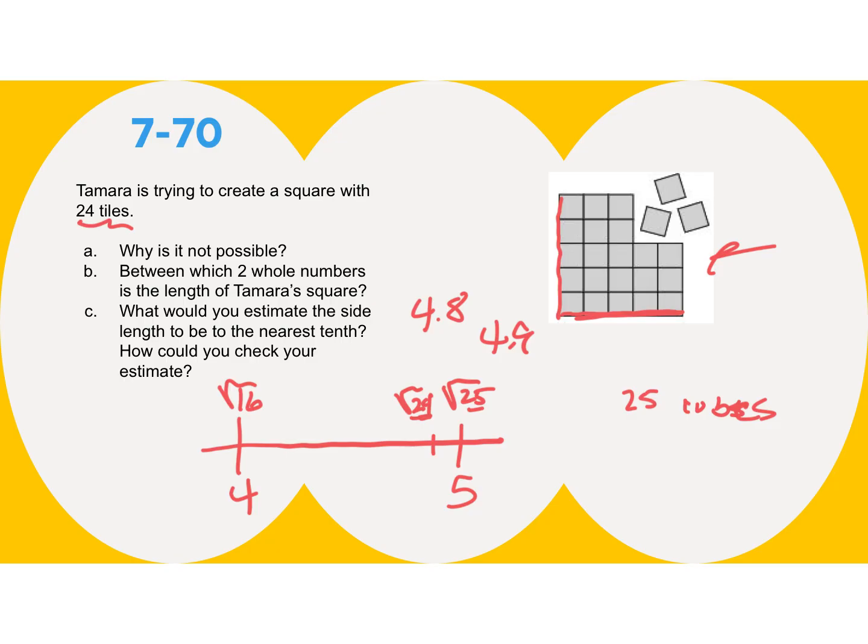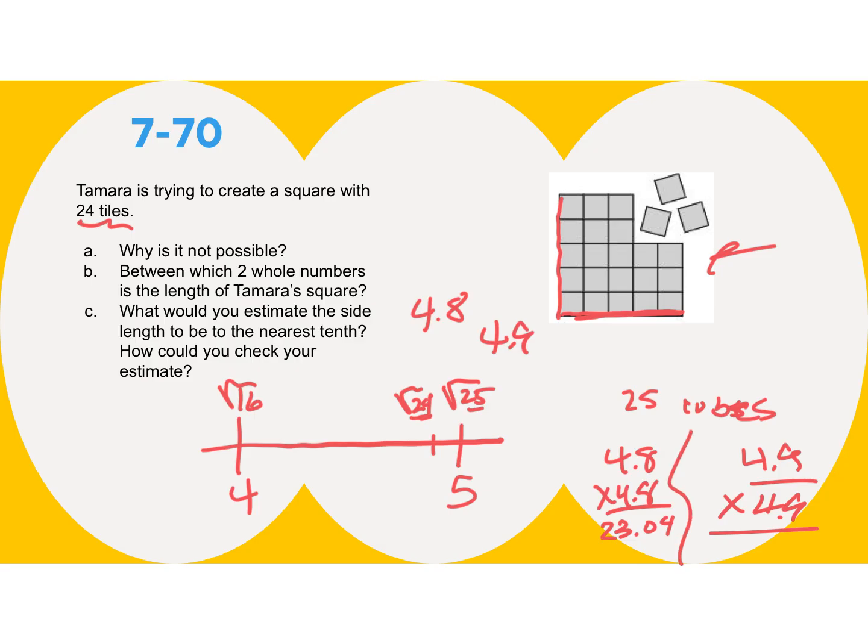which would give her roughly about 24 tiny squares. And you could use a calculator to check it out. You could take 4.8 times 4.8 and see how close to 24 you'd get, or you could go 4.9 times 4.9 and see how close to 24 you could get. When you take 4.8 times 4.8, you would get roughly 23 and a little bit. I think it's like 0.4, something like that.